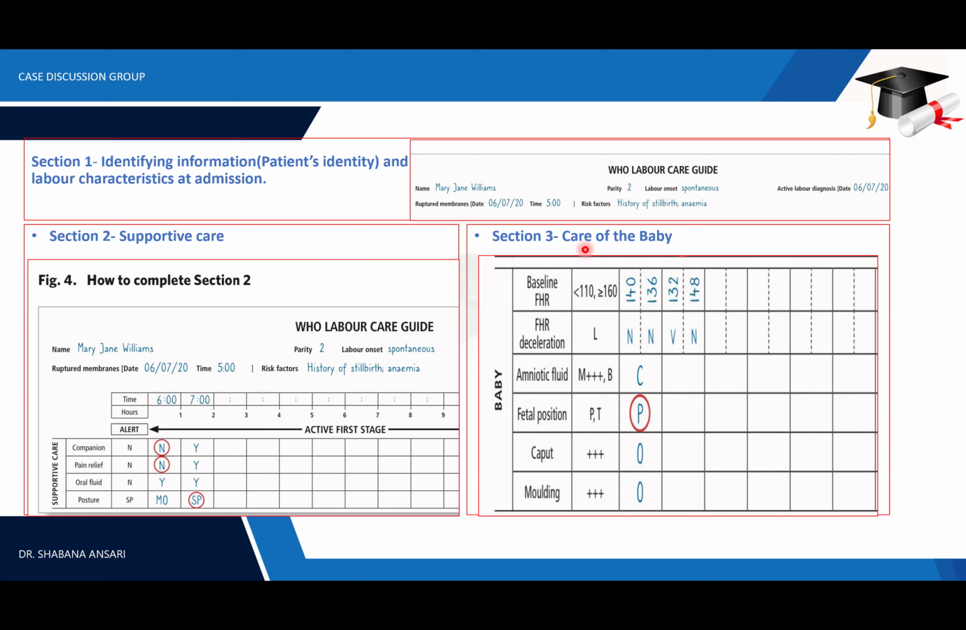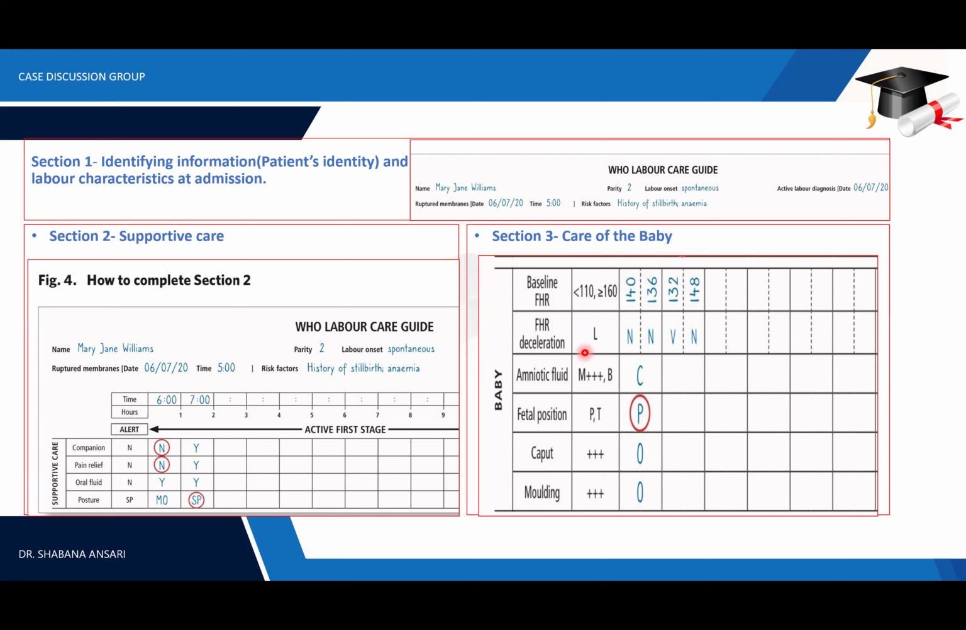Coming to the next, any deceleration. We have certain criteria: from the baseline heart rate, if it dips at least 15 beats per minute for 15 seconds, we consider it as a deceleration. Generally, we just mention which type of deceleration is present, if yes or no.